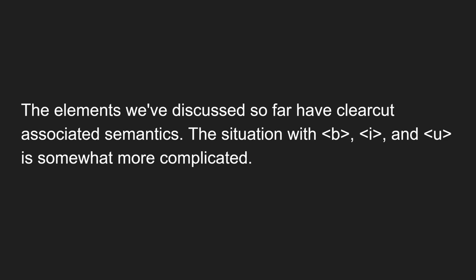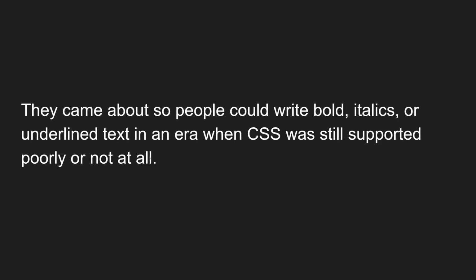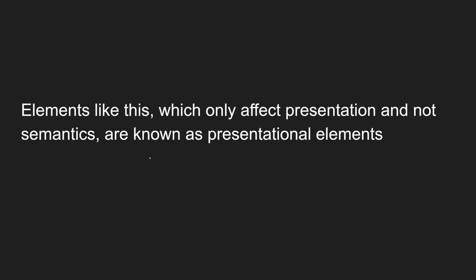Those elements have clear-cut semantic meanings. The situation with B, I and U is somewhat more complicated. B means bold, I means italic and U means underline. They came about so people could write bold, italic or underlined text when CSS was still supported poorly or not at all. So these elements came into existence at a time when CSS was poorly supported, to let HTML support italic, bold and underline. Elements like this only affect the presentation and not the meaning. They don't have any meaning; they only change the way the text is shown. So these are called presentational elements.